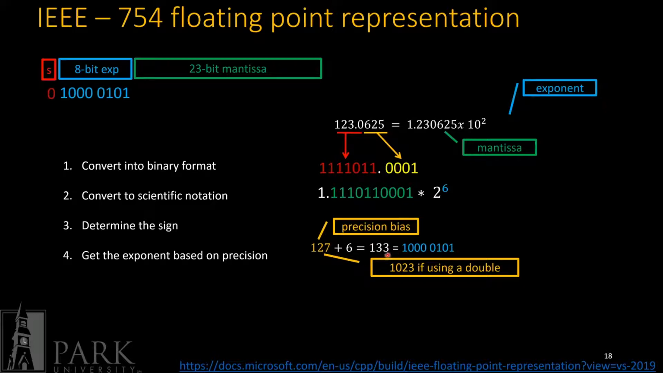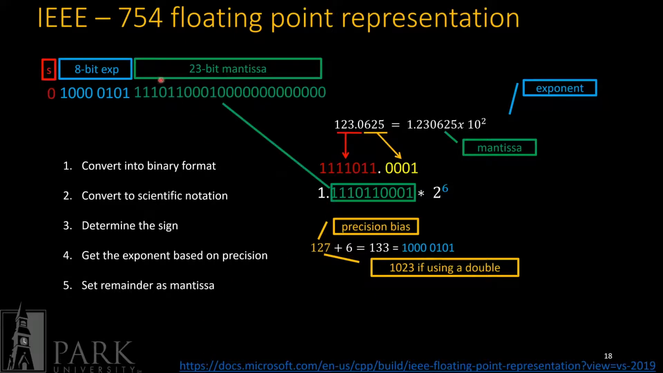And that gives us 133, which when we convert to binary is equal to this, and then we set that aside. Okay. Now finally, the last bit is we just set the remainder as the mantissa. Note that we don't carry over the leading 1. All right, it's just everything after the decimal, and that gets stored in the mantissa.